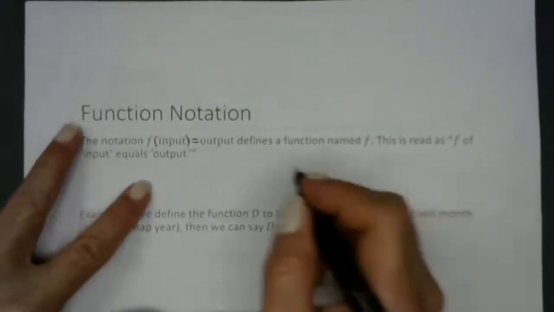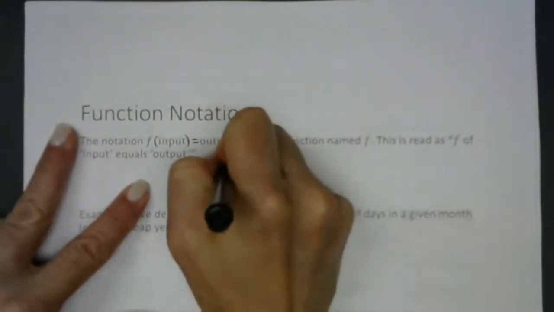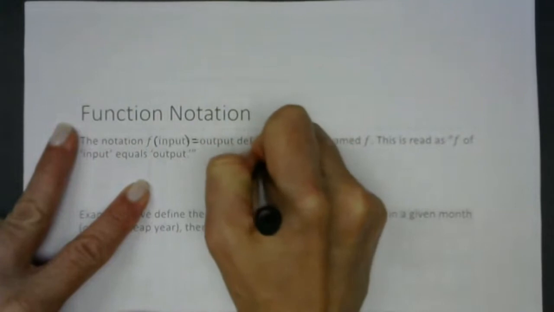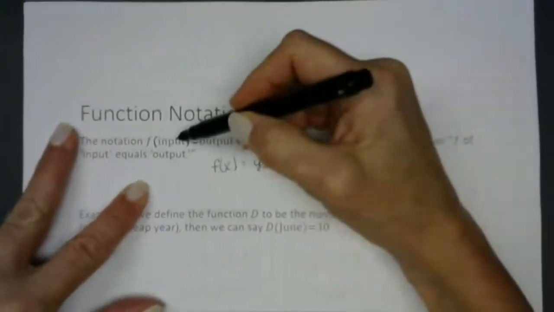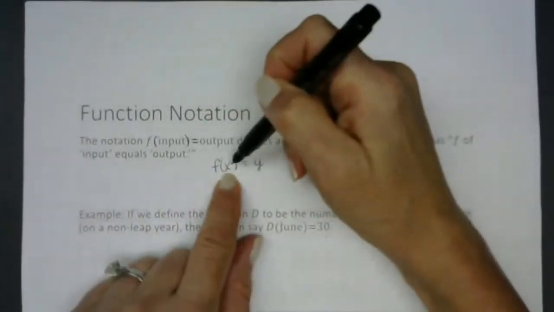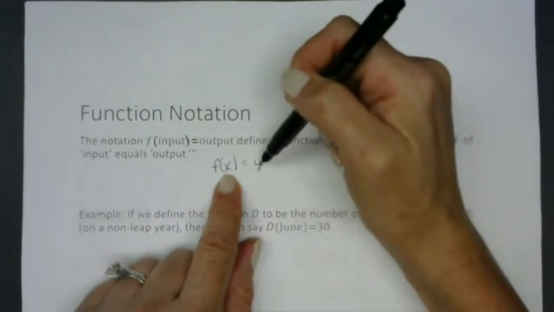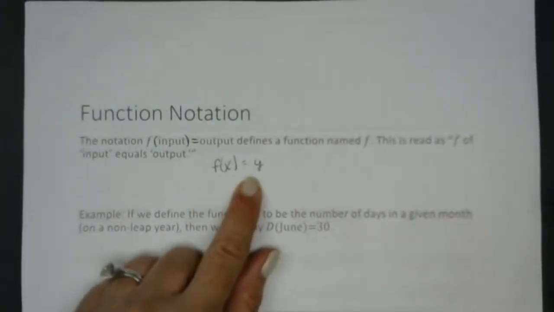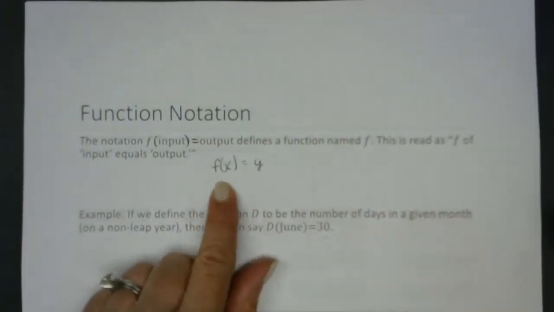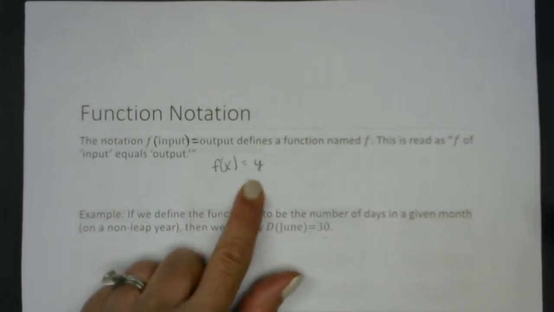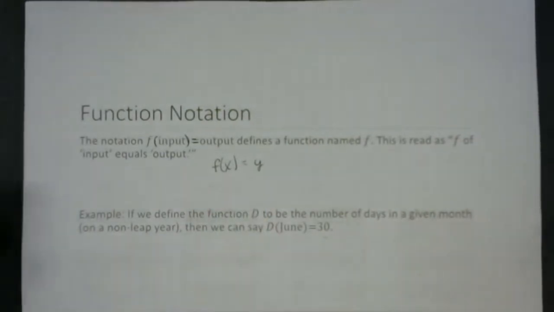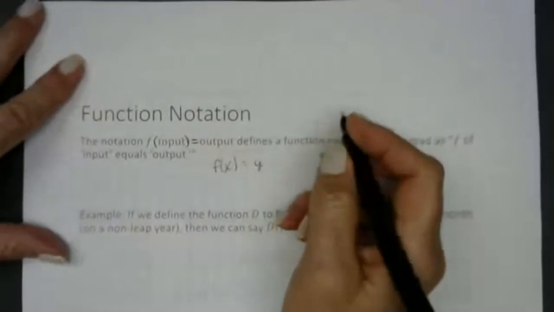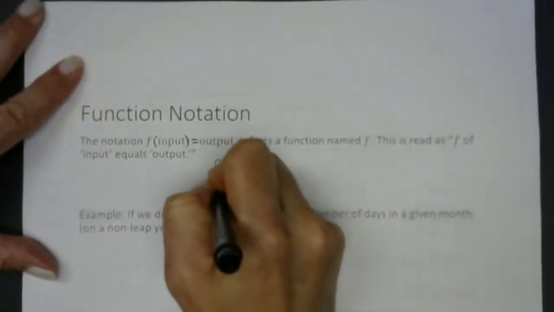In a more specific sense, we might see something like this. We tend to use x for the input variables and y for the outputs. So we might read this function description as f of x equals y. Okay. Another example might be something like this.